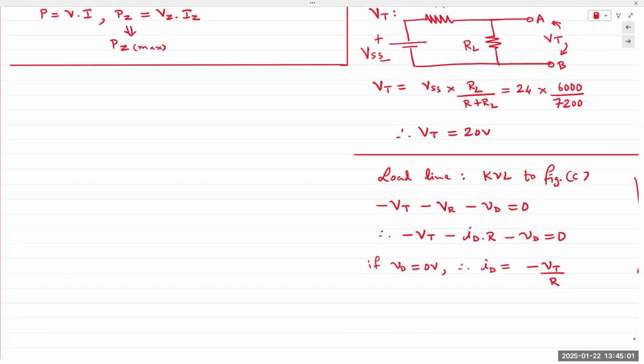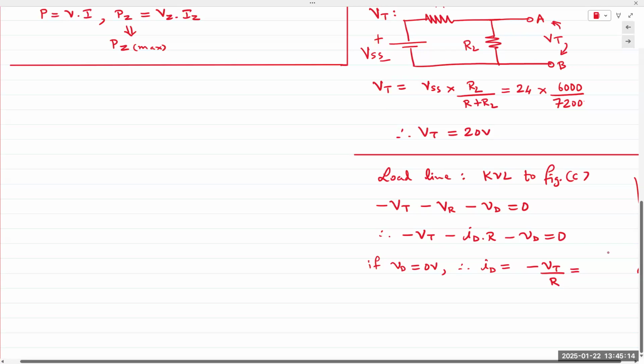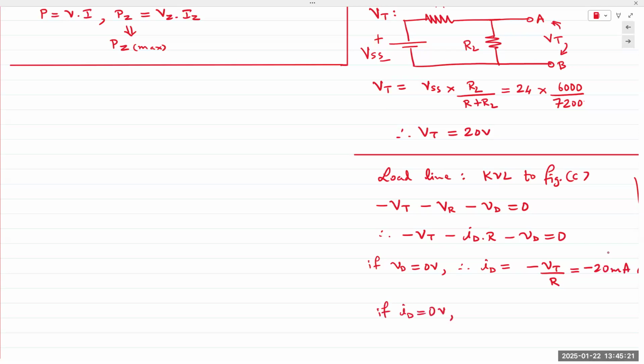All right, so I have minus VT over R. ID would be equal to, VT is minus 20 over R. So that gives me minus 20 milliamps. And if ID is equal to 0, then VD is equal to minus VSS, which is minus 20 volts. I have the two ends of my line. Go ahead and plot it on the next slide.